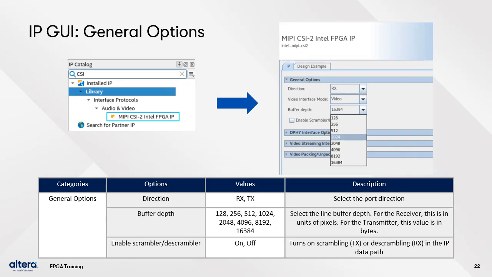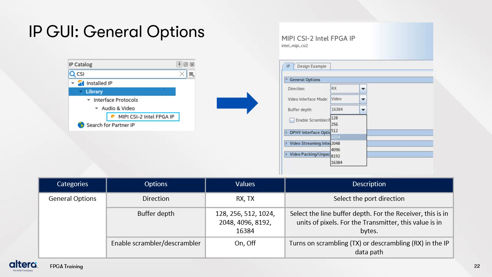Now that we understand how MIPI is implemented physically in the FPGA, let's look at how to build a MIPI interface in Quartus. We start by launching the MIPI CSI2 IP parameter editor from the IP library in Quartus or Platform Designer. The parameter editor is divided into 5 sections, 4 of which you can modify. The first is the General Options section. Here you can select between receive and transmit, and you can choose the line buffer size.